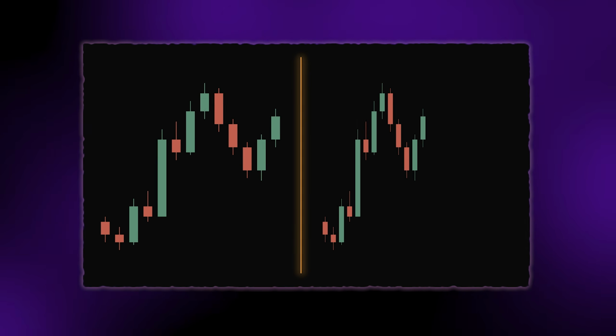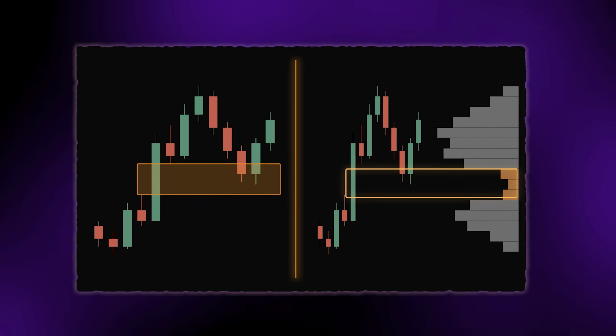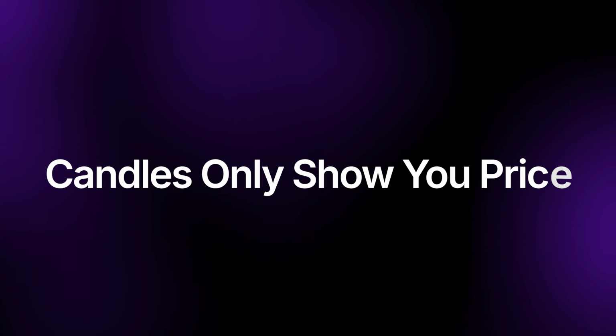Most traders draw fair value gaps like this. They see 3 candles, they mark the empty space, and then they think that this is the imbalance or this is the gap. But there's only one problem here. Candles only show you price. They do not show you participation. So what if the gap that you're drawing is actually not the real gap?